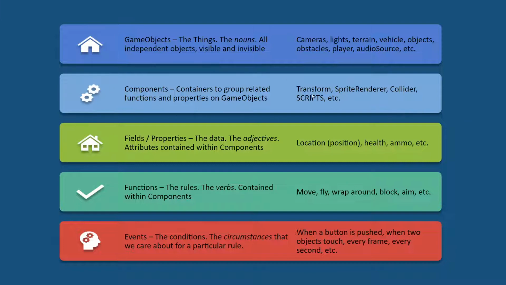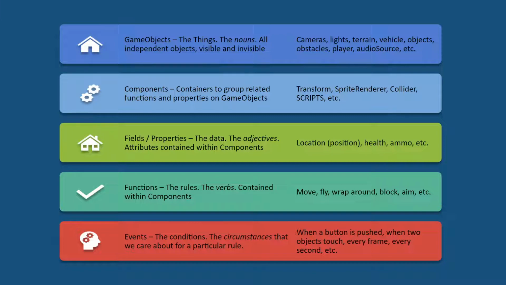Now, within components, we will have the fields and properties, or data, variables. The adjectives, all those attributes that are contained within the components, the data we actually work with in there, the data that is generally encapsulated inside of our objects, things that the object knows about itself that are important and local to itself.